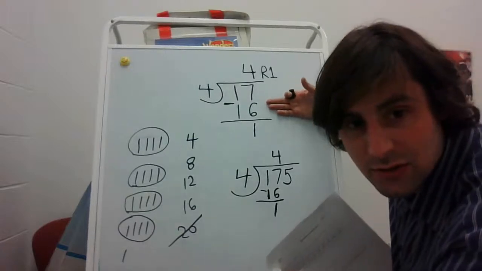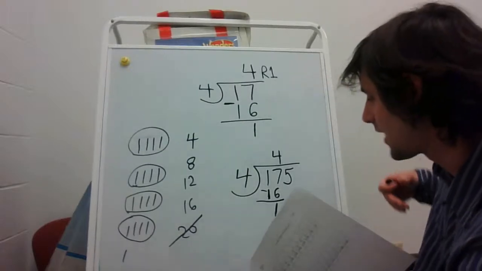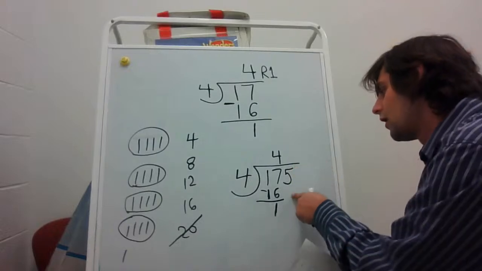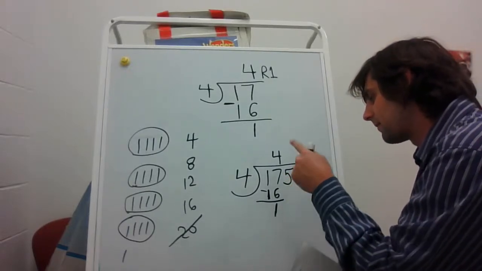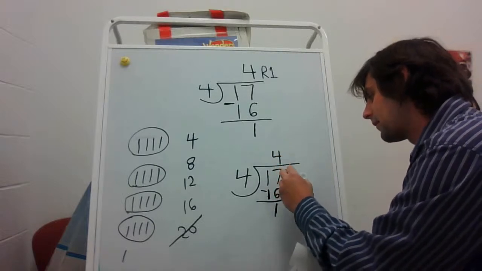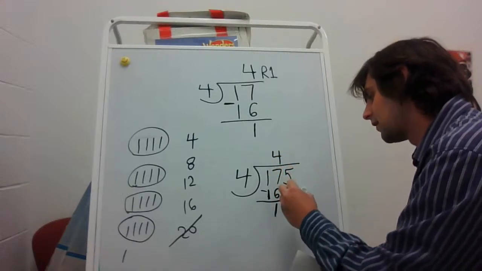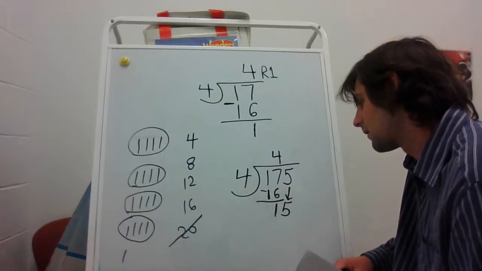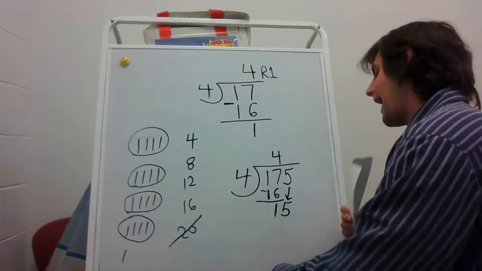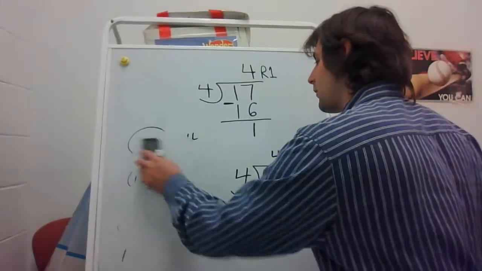The only difference is there's an extra step, because for the long division problem, I can bring another number down. I have another digit here. So I'm going to bring down the 5. And now I'm going to count by 4, to see how many groups of 4 I can get within the number 15.